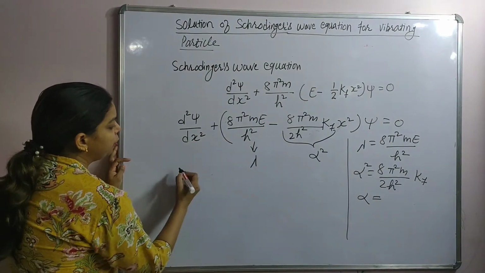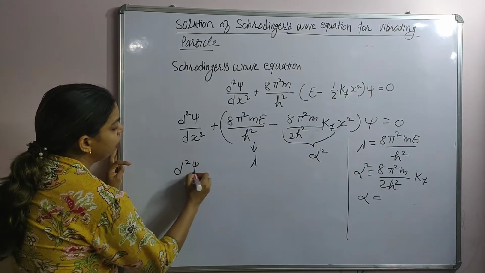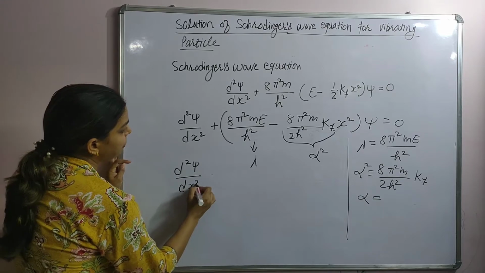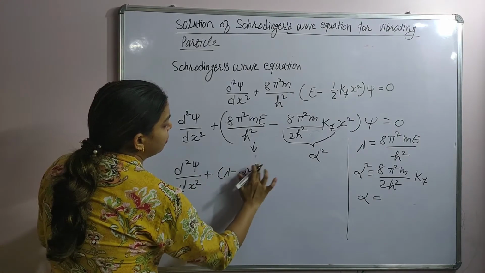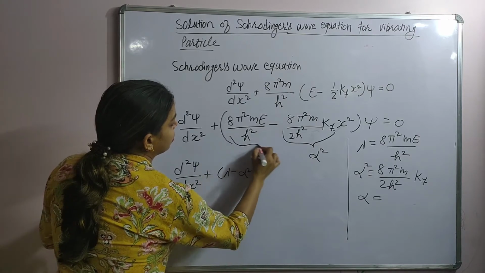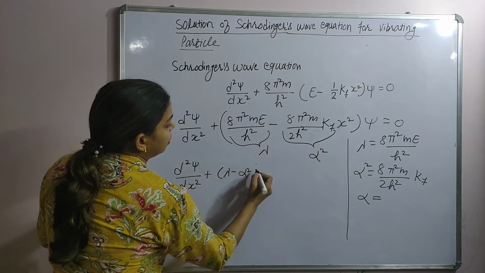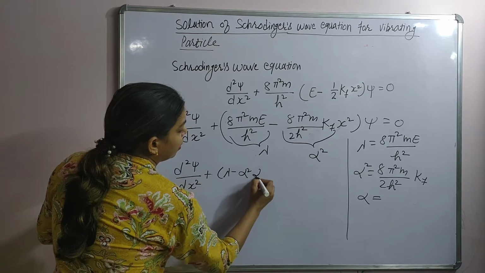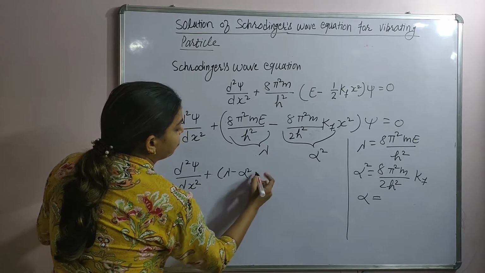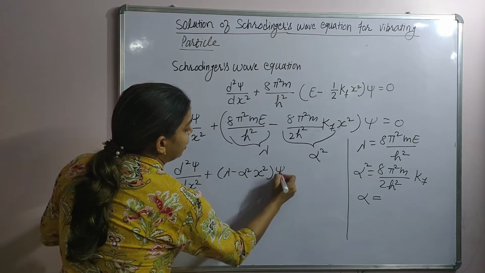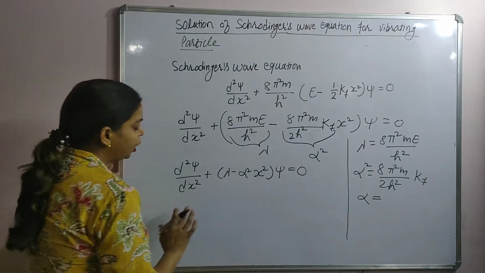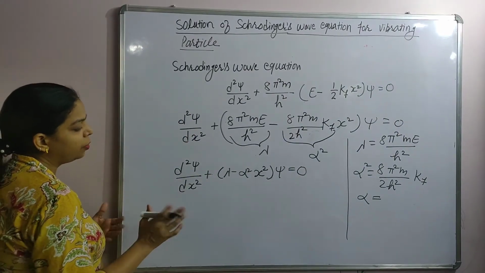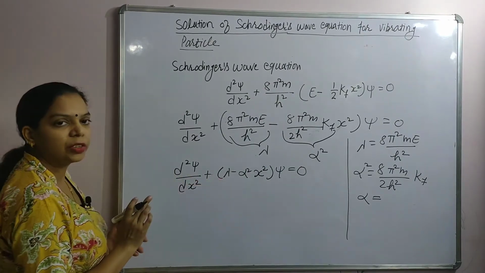Now substitute the values. The simplified equation will be d2 psi upon dx square plus lambda minus alpha square x square psi is equal to 0. This one is the simplified equation. I need to further simplify it so that I can find out the solution for the differential equation easily.